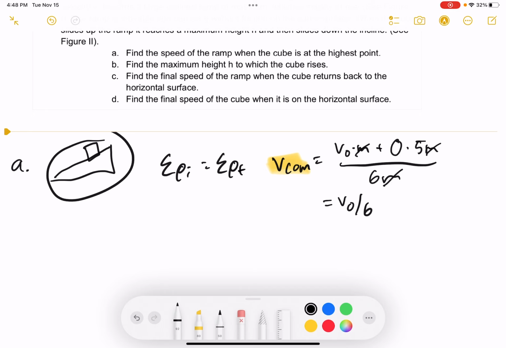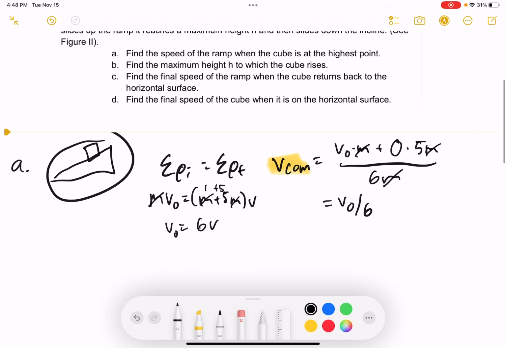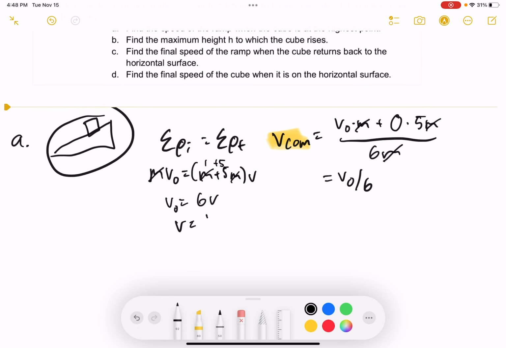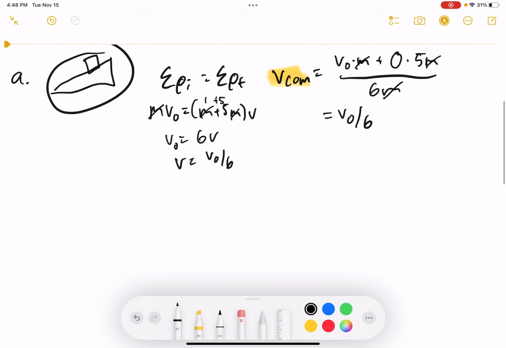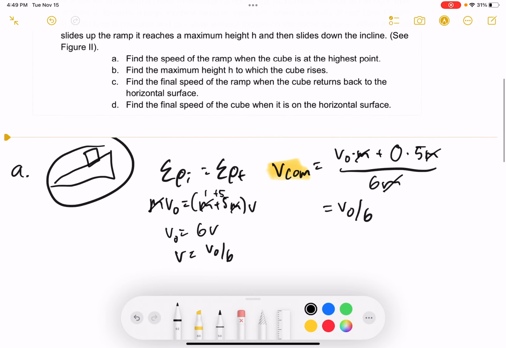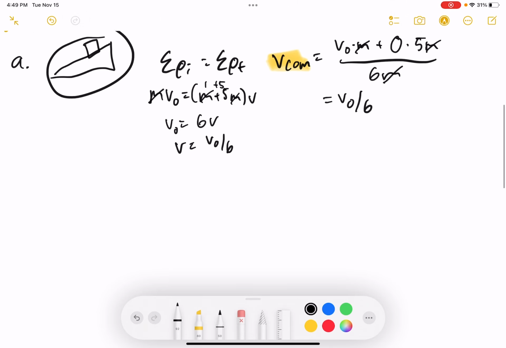You could also set it up using momentum, and so for this you'd have m v0 equals, here we have both, so m plus 5m times v. We're trying to solve for that v there. All of the m's are in every single term, so we're just left with v0 equals 6v, so v equals v0 divided by 6. So our velocity that we're looking for is just equal to v0 divided by 6. So that's how you'd set it up using momentum. But definitely the key here is knowing that treating it as one object, since the block is not moving relative to the inclined plane or the ramp.